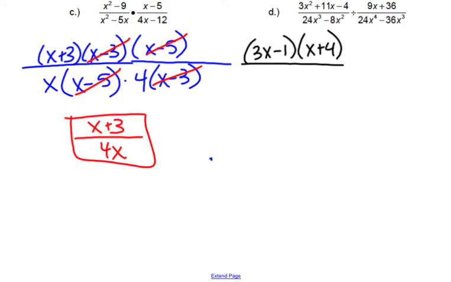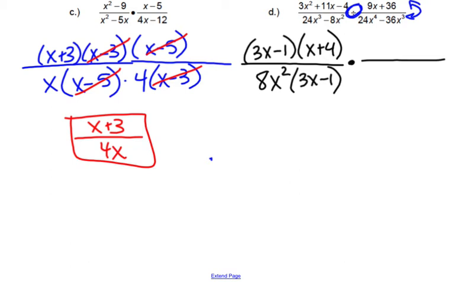All over on the bottom, the only thing I can take out is an 8x squared, and you're just left with 3x minus 1. Now instead of division here, I'm going to change that to multiplication. If you change this to multiplication, you need to multiply by the reciprocal, or the opposite of what we have here. So if I change that division to multiplication, my numerator and my denominator are going to flip for what I'm going to multiply this by.